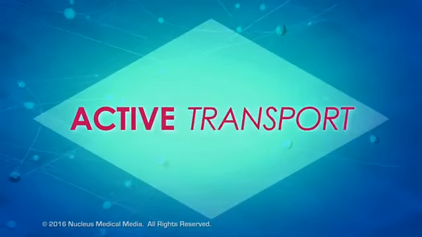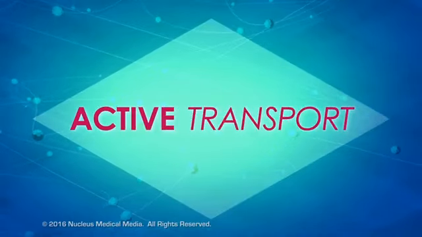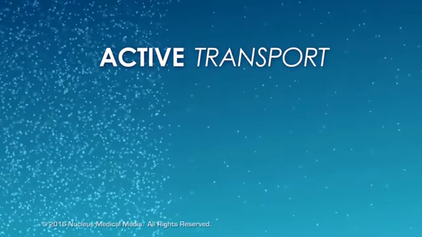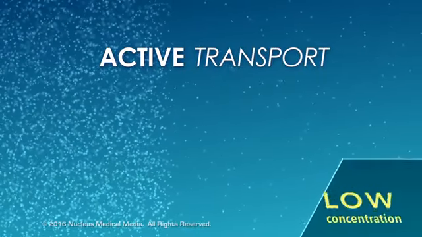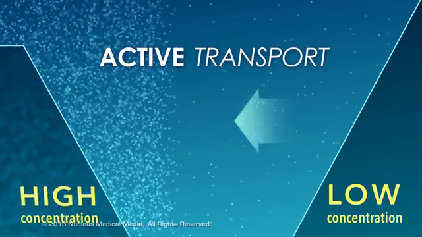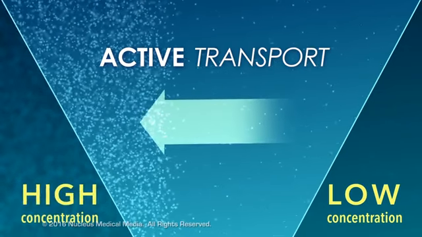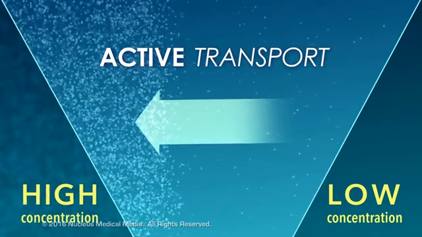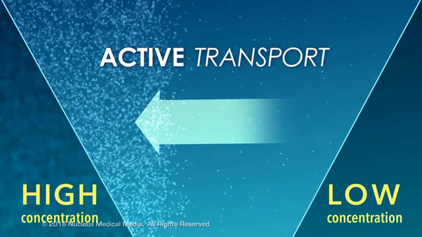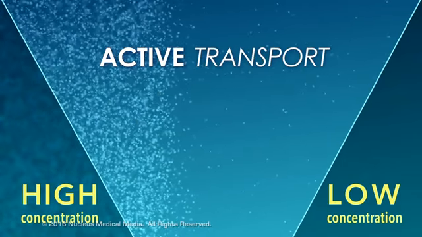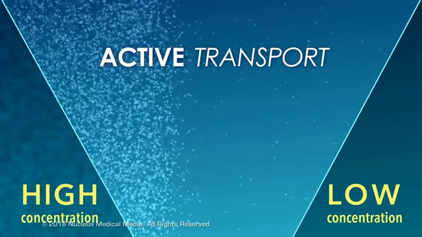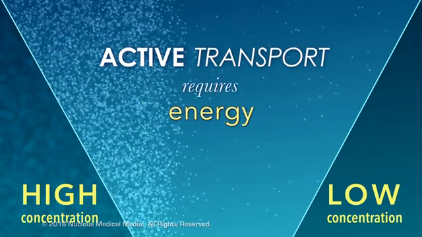In this video, we'll discuss active transport. Active transport is when particles move from an area of low concentration to high concentration. This is also known as moving against the concentration gradient. The key thing to remember is that active transport requires energy.